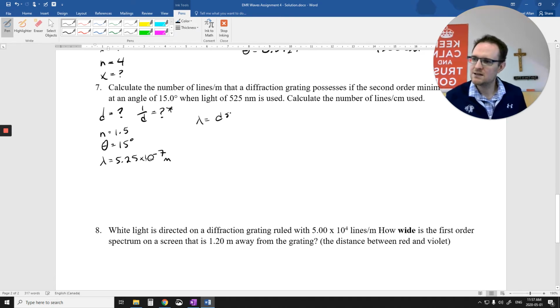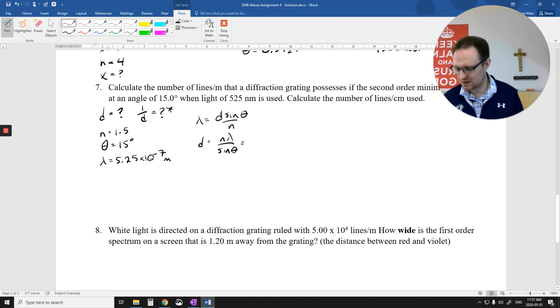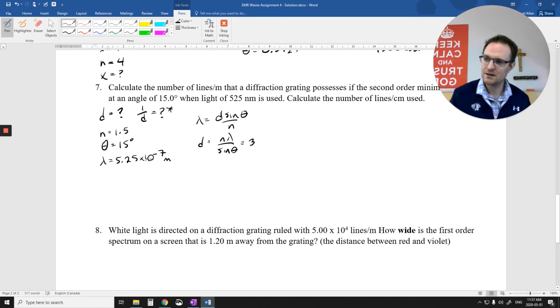It's going to be d sine theta over n, and then d is going to be n lambda over sine theta. And I'm just going to plug these numbers in. So 1.5 times 525 nanometers divided by sine 15. So when I do that, I get a d value of 3.04 times 10 to the negative 6 meters. Because this is in meters, if I go 1 over this d, 1 over this number, what I'm going to get is how many lines per meter.